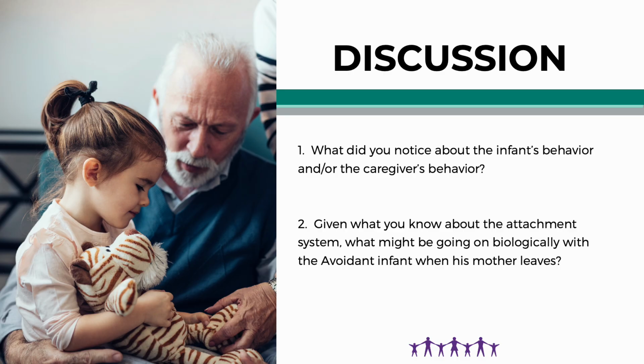Research on the stress response system in secure versus insecure infants shows that infants with insecure attachment patterns actually show heightened stress response reactivity in the strange situation. This means that even though the infant with avoidant attachment patterns looks calmer than the infant in the secure attachment video, internally, the avoidant infant is actually experiencing the same stress, if not higher.